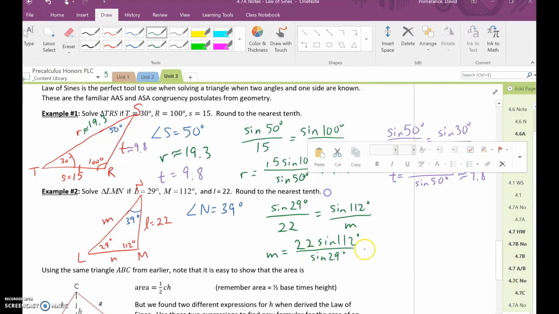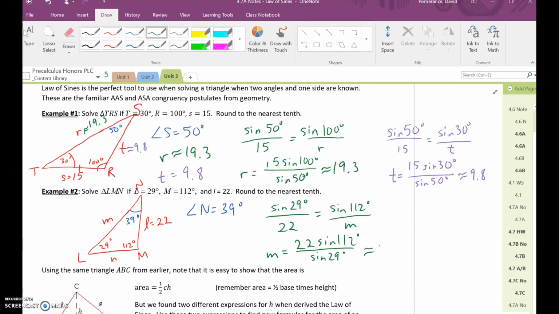And it's time for the calculator. And it tells us, drum roll please, 42.1 or so. 42.1 is the length of M.